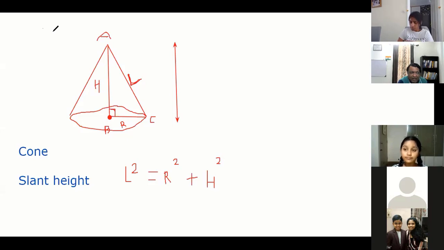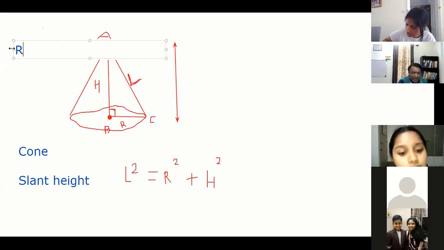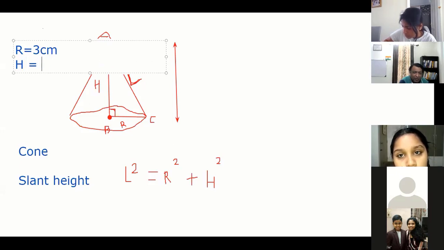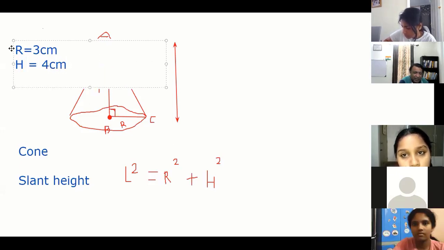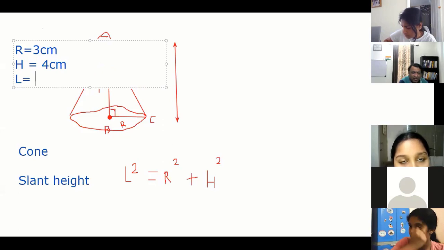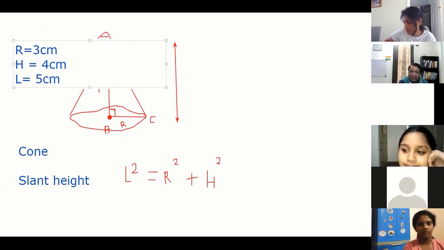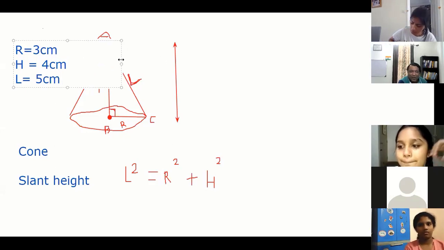If I say the radius of the cone is 3 centimeter, H would be 4 centimeter. What will be the slant height? As Jagat already said, 5 centimeter. 3 square plus 4 square equals 5 square. You learned 3, 4, 5 is a triplet, right?